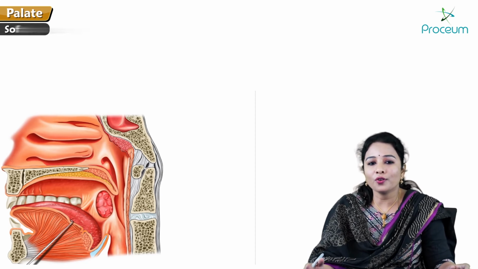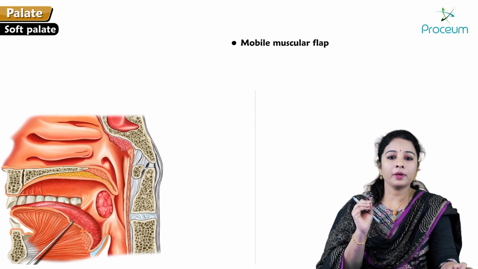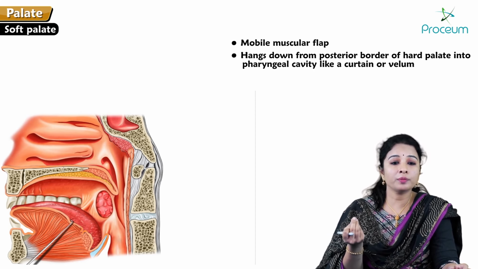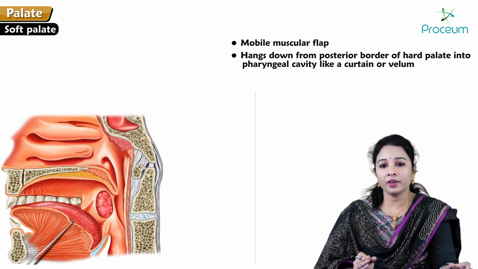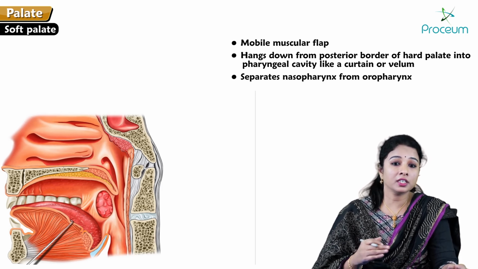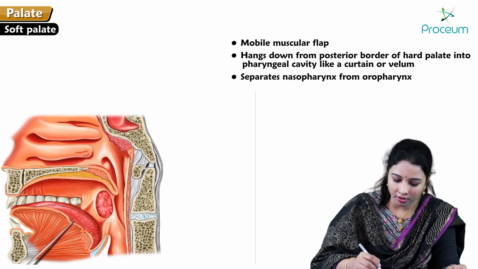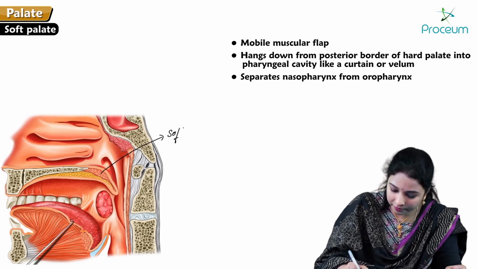Next, moving on to soft palate. Soft palate is a mobile muscular flap which overhangs down from the posterior border of the hard palate into pharyngeal cavity like a curtain or a velum. It separates the nasopharynx from oropharynx. So, here we can see soft palate.